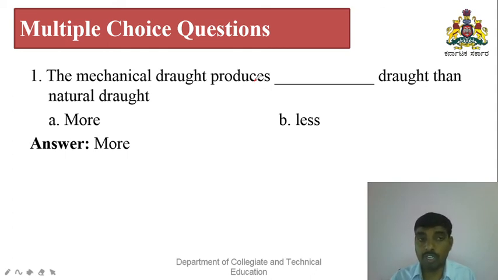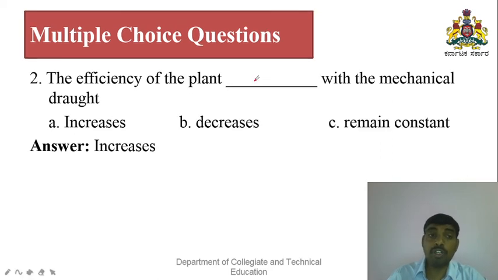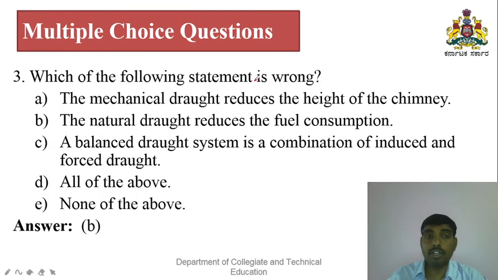The first question: the mechanical draft produces dash draught than natural draught. Which draught will it produce? It will produce more draught than the natural draught, because we are using a mechanical system here. In the second question, the efficiency of the plant will be dash with the mechanical draught. By using mechanical draught, absolutely the increasing of the draught will occur. That is the second question.